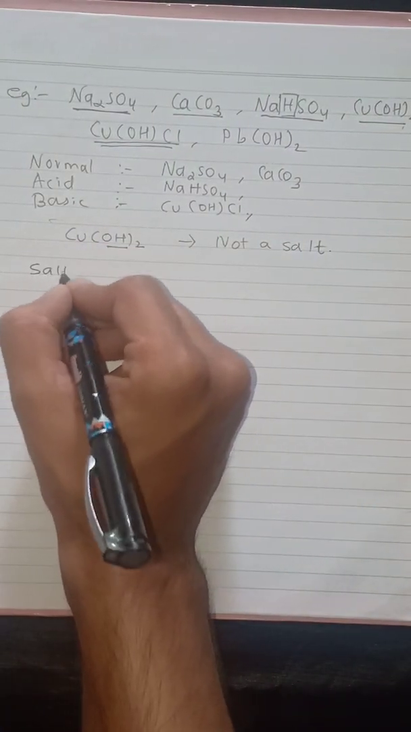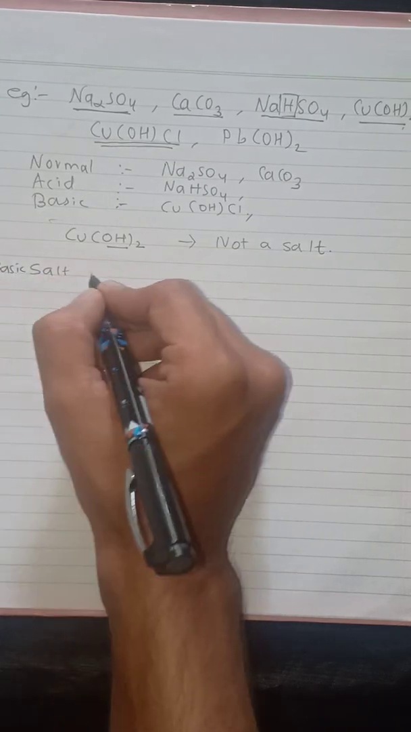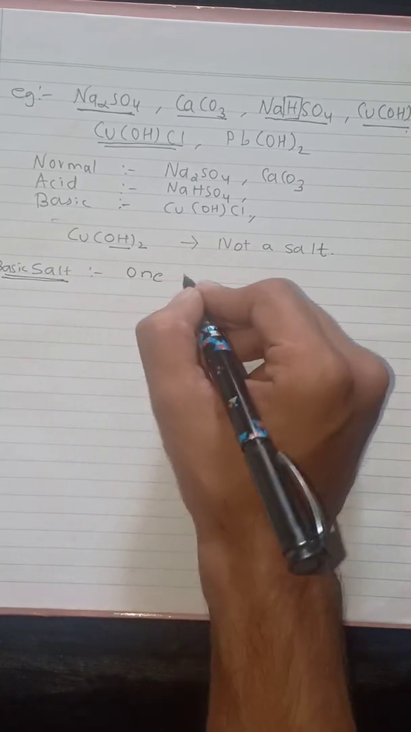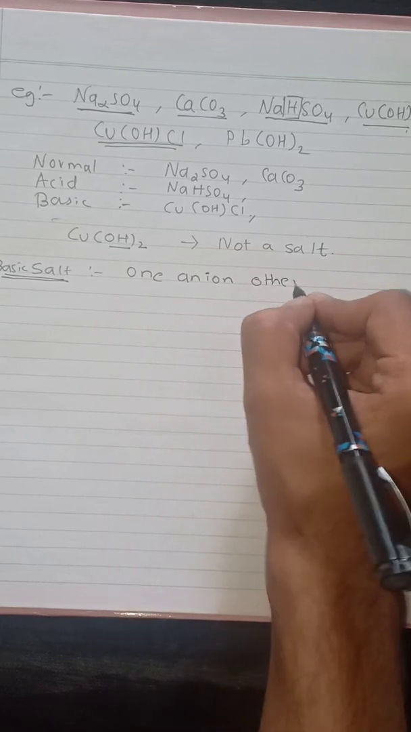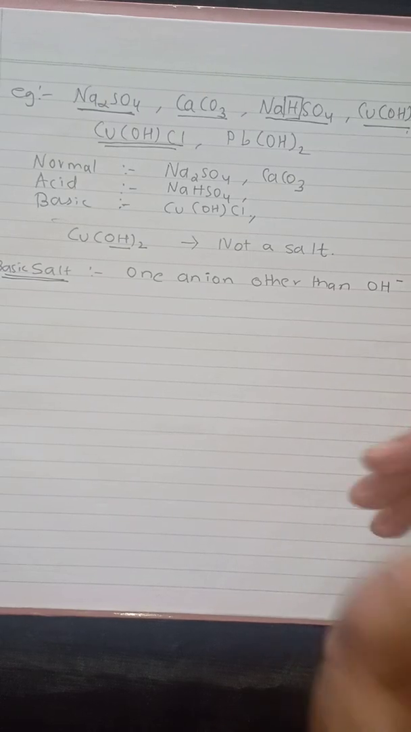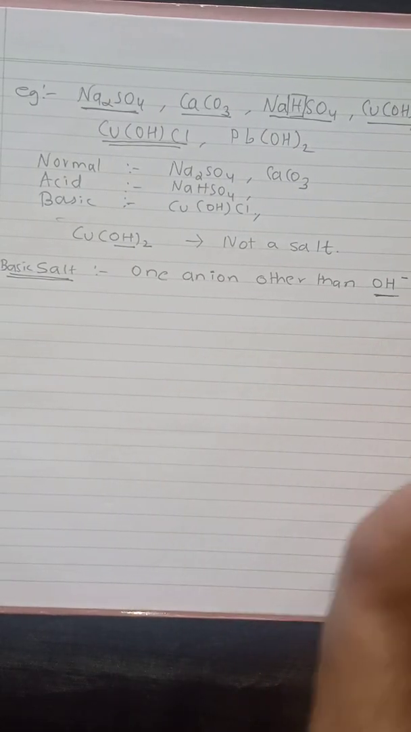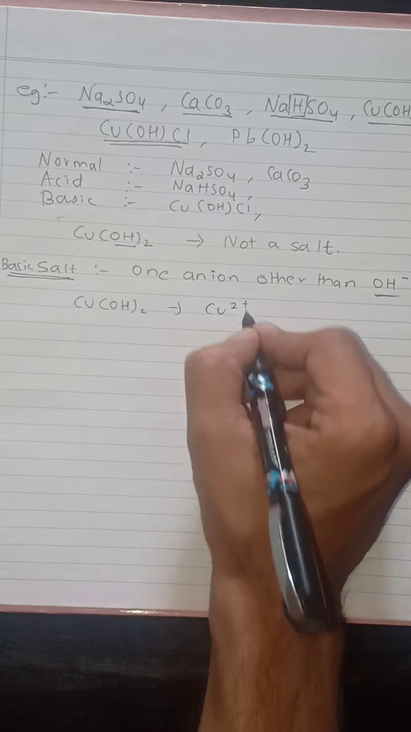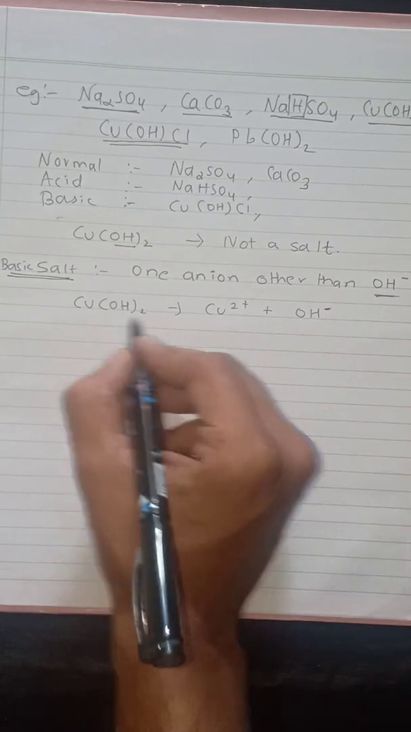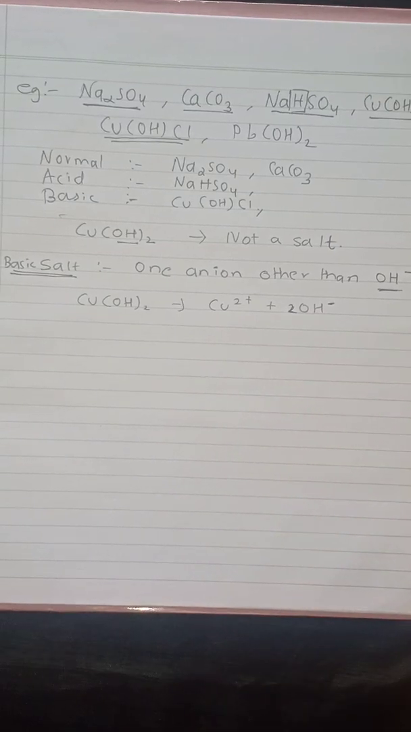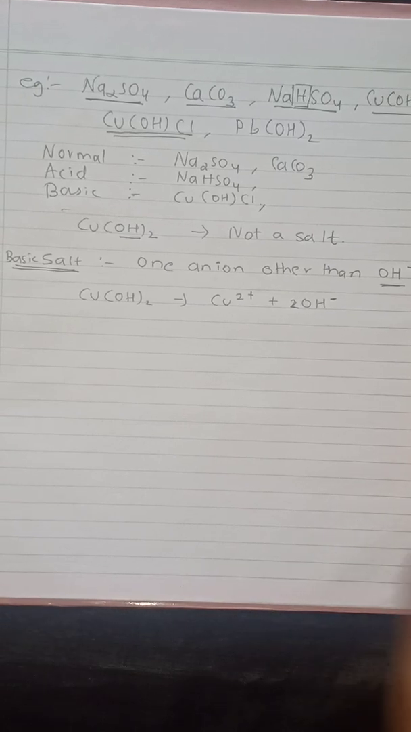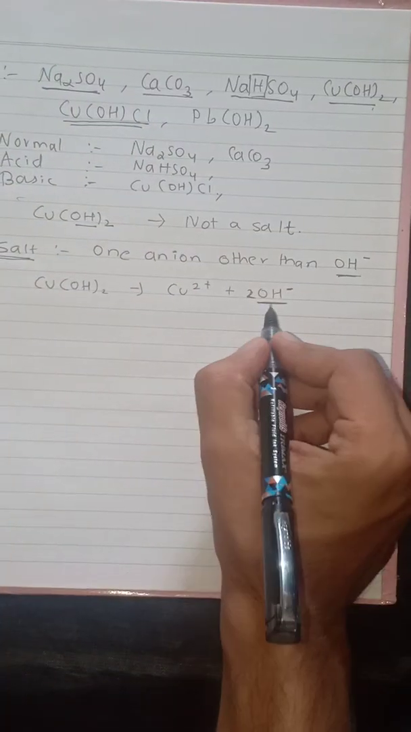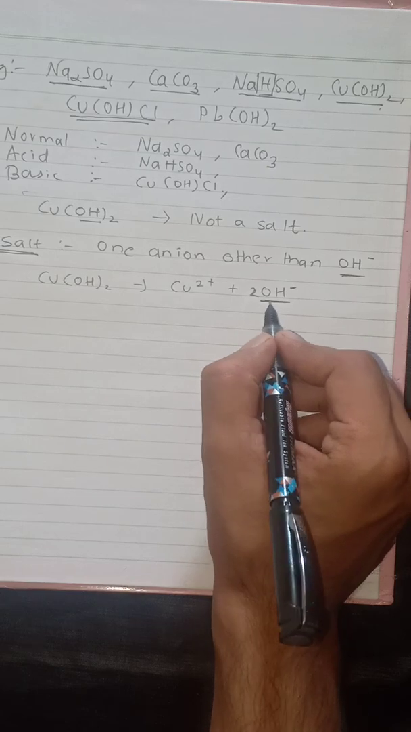See, a basic salt is one which should have one anion other than OH negative. अगर मैं कॉपर हाइड्रोक्साइड का केस ले लेता हूँ, तो कॉपर और हाइड्रोक्साइड, copper and hydroxide, if you look, you have only one anion, that is hydroxide. ये 2 तो सिर्फ बैलेंसिंग के लिए है. You have only one anion.